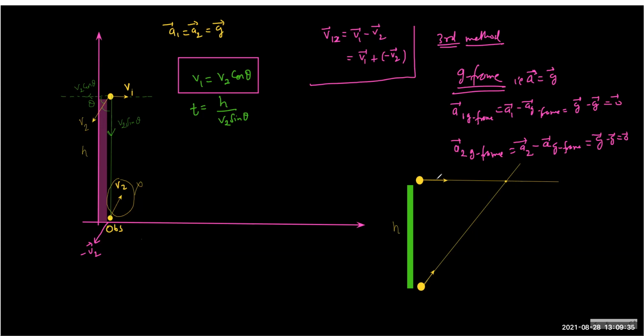So if the first particle is moving with velocity v1, after time t, if they are colliding, how much will this be? v1t. And how much is this line? v2t. Now this makes a triangle, and we can see it's a right angle triangle. So can we write Pythagoras directly? The v2t square equals to, we get the answer t equals h/.